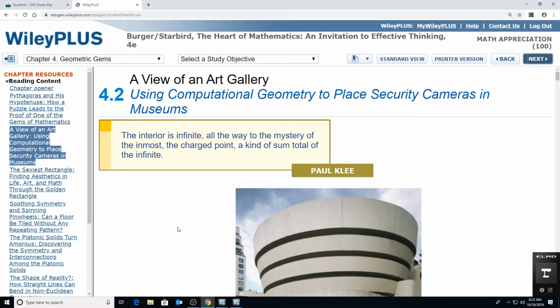We've been looking at the art gallery theorem. That's a branch of computational geometry. So computational geometry is a way of figuring out more efficient ways of doing work with geometric figures. Because it often leads to algorithms, it's often involved with computer science people.